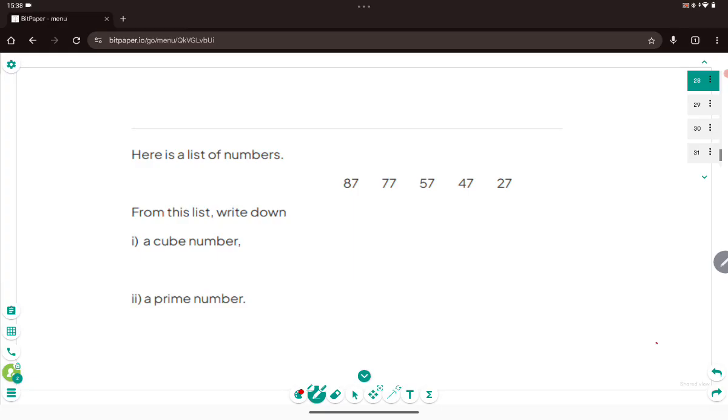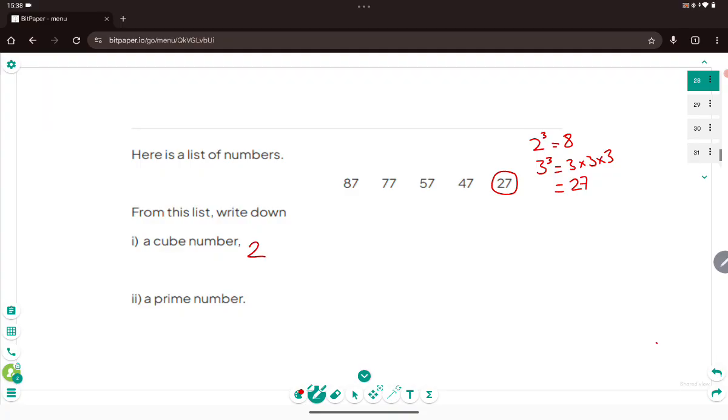Ooh, okay, this is quite a tricky one, so let's just have a look. 2 cubed. 2 times 2 times 2 is 8. 3 cubed. 3 times 3 times 3. So you could just type this into your calculator, but let's just work it out. 3 times 3 is 9, times 3 is 27. Ooh, 27 is here. That is our cube number.